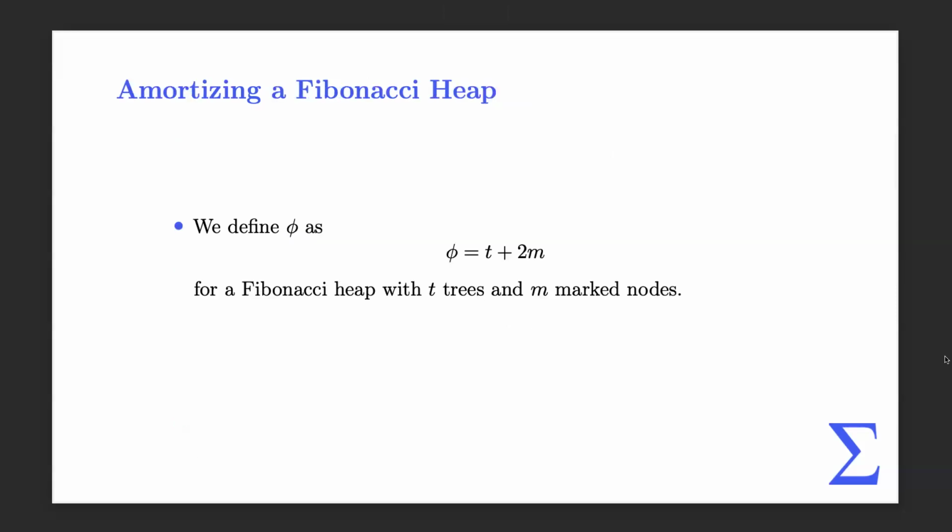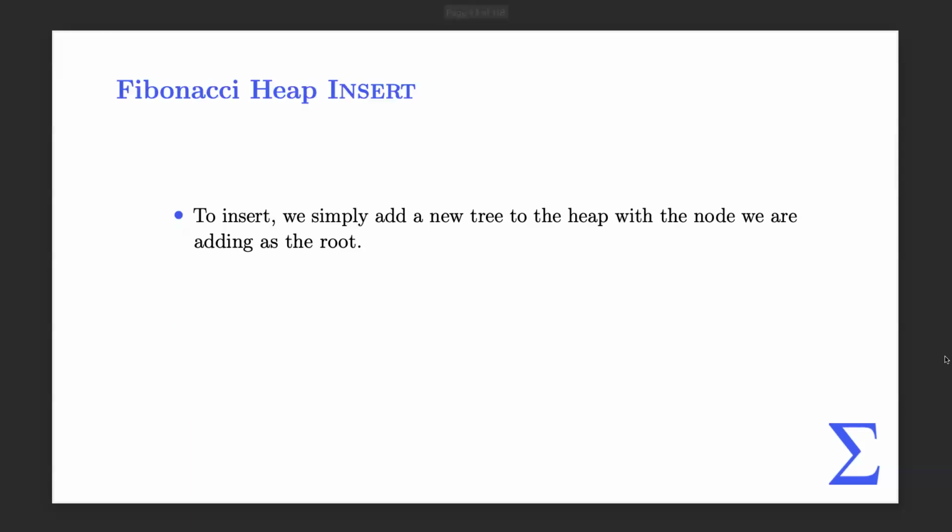Okay, so then we're going to get a particular potential function for Fibonacci heaps, which again is not going to make sense until the algebra works out later. We're going to say phi is t plus 2m, where t is the number of trees and m is the number of marked nodes. Remember, we mark a node when we remove a node: we mark its parent. Yeah, and it's arbitrary right now.